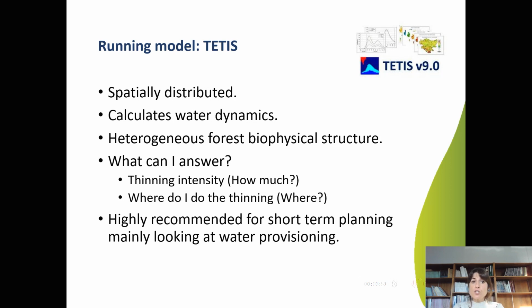If I'm choosing TETIS, it is also distributed, so I can still stay with a heterogeneous landscape, but it only calculates water dynamics. It has heterogeneous forest biophysical structure, but among pixels, not within the same pixel. In RHESSys, within the same pixel, I could include different species. Here it is from pixel to pixel. With TETIS, I can answer thinning intensity and where I have to do the thinning. This model is highly recommended for short-term planning, which is mainly looking at water provisioning, because in terms of stream flow, in terms of water dynamics, it is the best of the 3 of them.